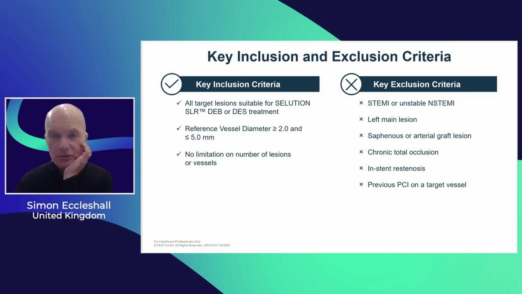The key exclusion criteria are STEMI, unstable non-STEMI, left main stem, any graft, CTOs, in-stent restenosis. And I think all of these will be addressed in separate trials, or already have been addressed in that setting. The other slightly unusual one perhaps is previous PCI in a target vessel. We did this very specifically to avoid those late stent-related problems that I just told you about in vessels that we were now treating as part of the trial.